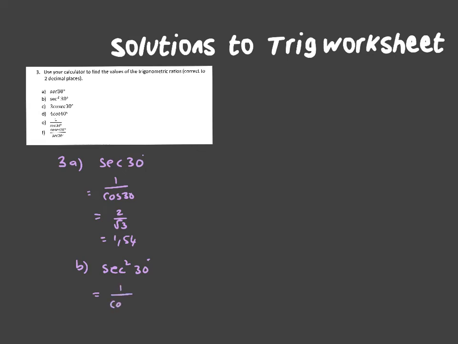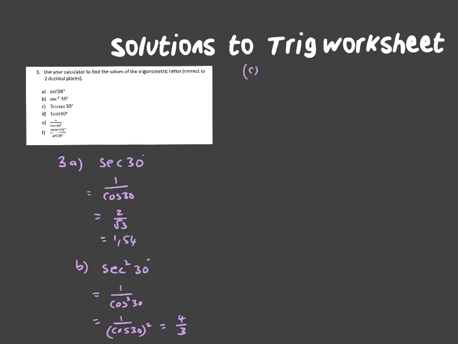Okay. So question 3b, sec squared of 30 degrees is equal to, okay, so sec squared is 1 over cos squared of 30 degrees, right? So cos squared 30 is cos 30 times cos 30, and what is that equal to? Cos 30 times cos 30 is, yeah, so that's equal to 3 over 4, and therefore sec squared 30 is equal to 4 over 3.